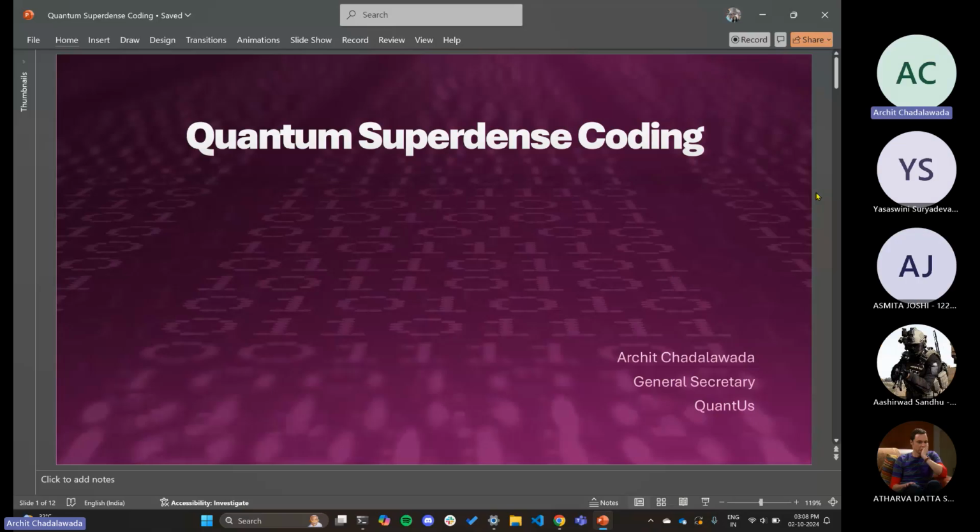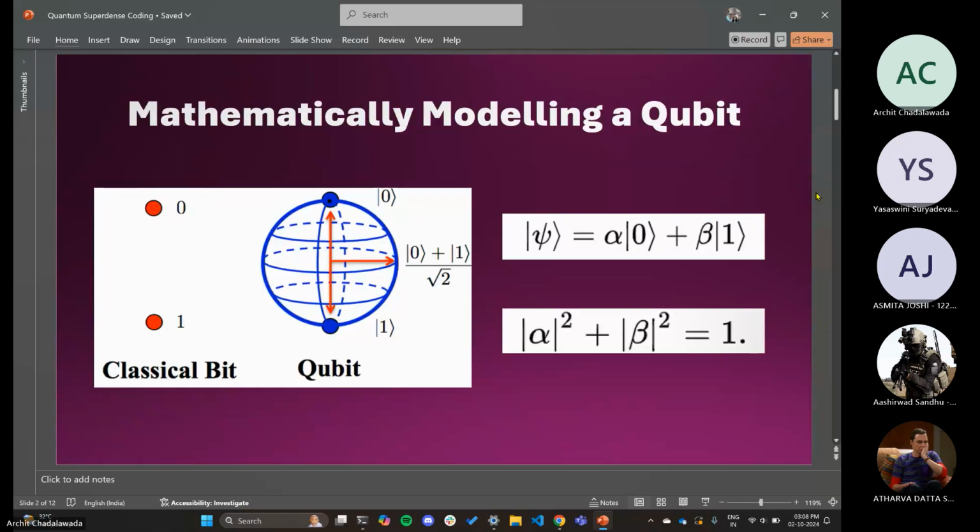I am Archit, and today I'll be talking about quantum superdense coding. So I'm just going to do a quick revision of the basics that we've done many times already.